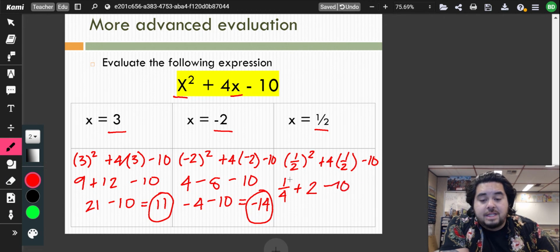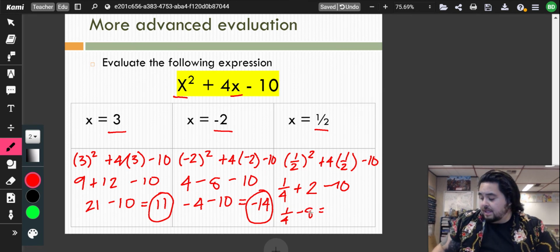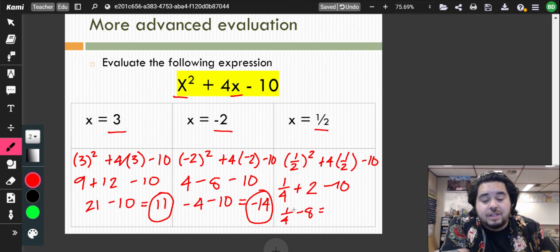Now, we need to add fractions and whole numbers. So first I'm going to subtract the whole numbers. So I'm going to keep the 1/4. And then I have 2 take away 10, that's negative 8. And then I got to change that 8 into fourths because I want to be able to add and subtract these fractions. And I don't want to get a mixed number. I know that would be really easy to get, a mixed number here, negative 7 3/4, but I actually don't want to get a mixed number.